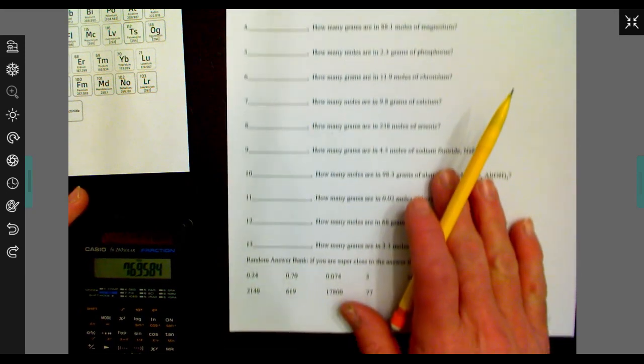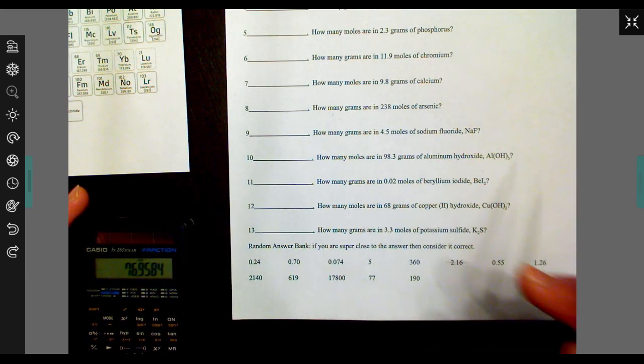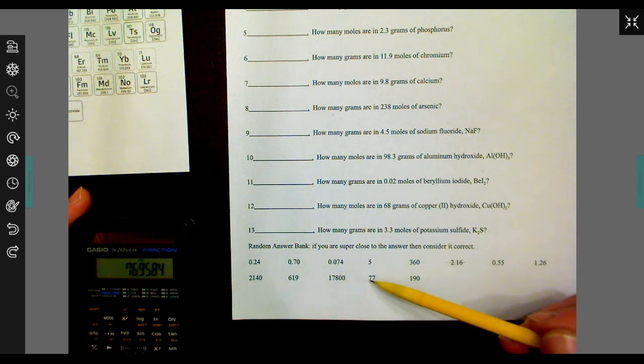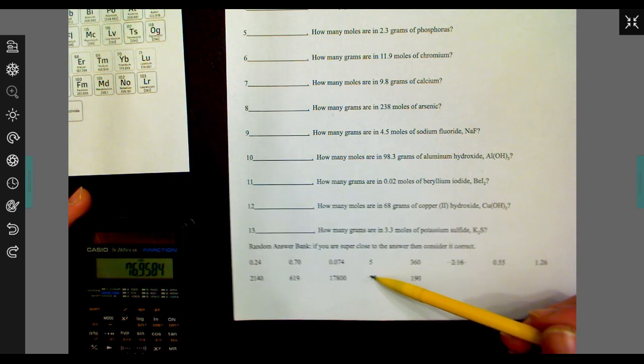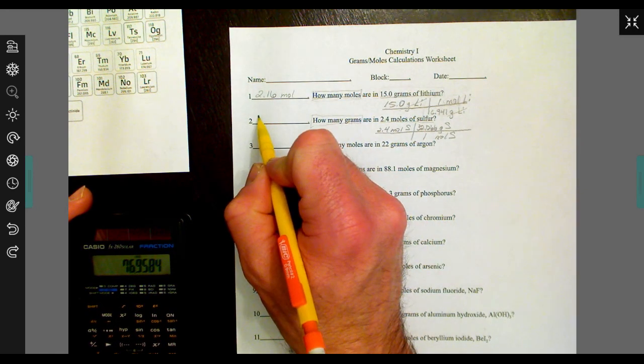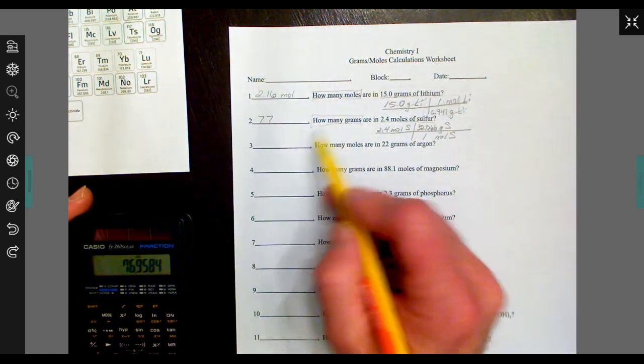Let's go to the bottom. We don't know the rounding rules yet, but let's see if there's anything close to 76.9584. Right there, 77. That'll work. All right, so 77 is our answer, and our label, grams.